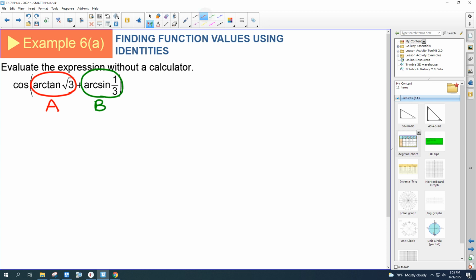Okay? When I see this number right here is positive, square root of 3, automatically tells me it's quadrant 1. Okay? Every time it's positive, it's in quadrant 1. So I'm going to draw a picture of angle A in quadrant 1. All right?